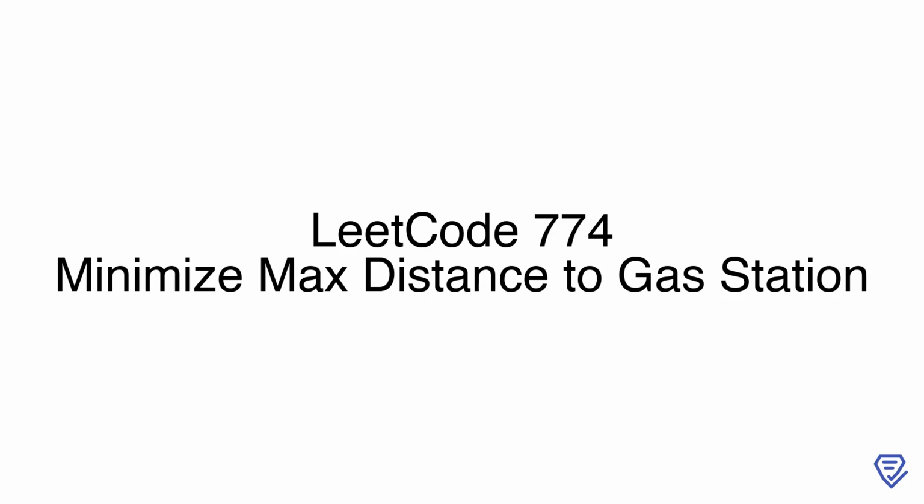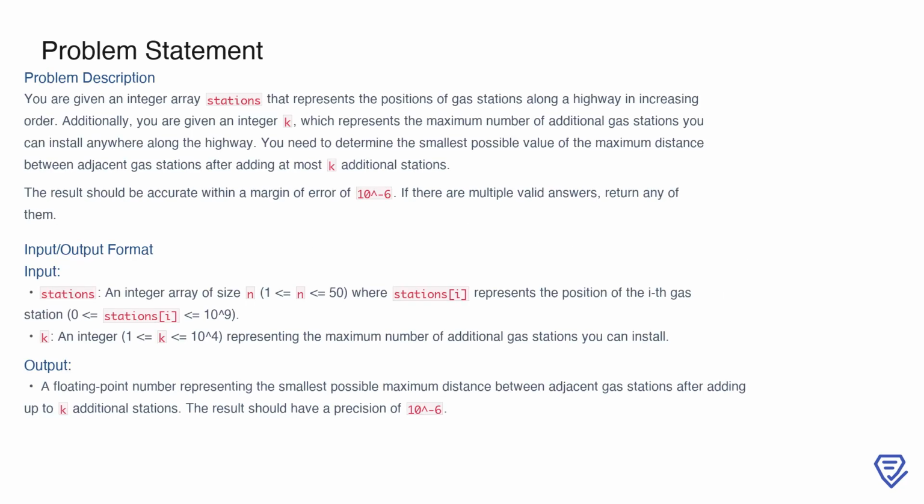Let's dive in. In this problem, we are given an array called stations, which contains the positions of existing gas stations along a highway. These positions are listed in increasing order. Additionally, there is an integer k, which represents the maximum number of new gas stations we are allowed to install. Our objective is to determine the smallest possible value of the maximum distance between any two adjacent gas stations after adding up to k new stations.